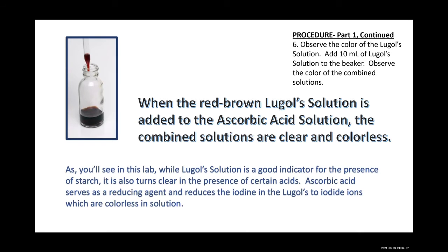As you'll see in this lab, while Lugol solution is a good indicator for the presence of starch, it also turns clear in the presence of certain acids. Ascorbic acid serves as a reducing agent and reduces the iodine in Lugol solution to iodide ions, which are colorless in solution.